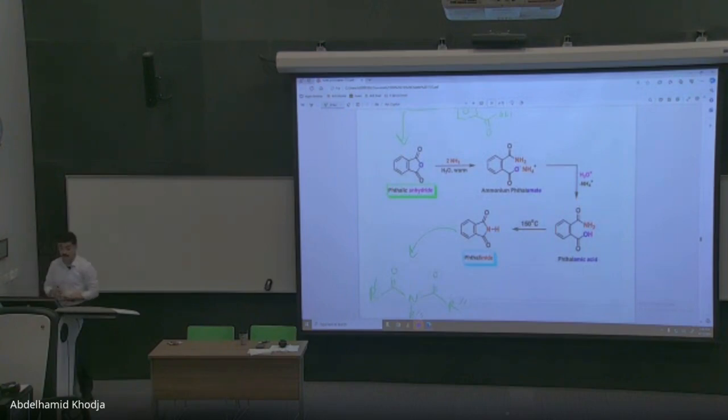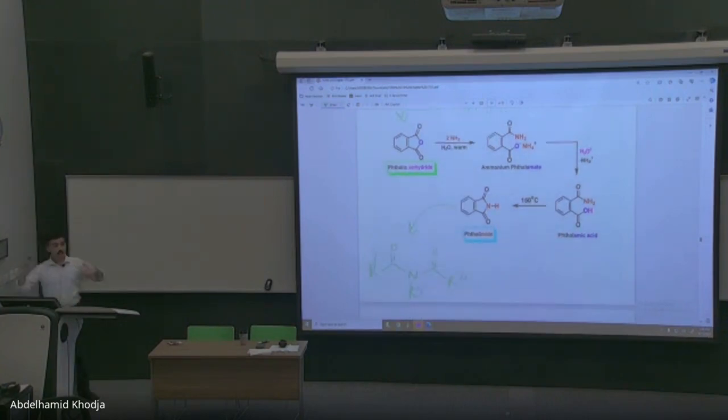How do we get here from phthalic anhydride? So step one is to add two molar equivalents of NH3, H2O, and warm the solution. When that happens, you form ammonium phthalamate. How and why, I have no idea because your professor doesn't expect it. So there's nothing to worry about there. You make your own mental map of what we're replacing.